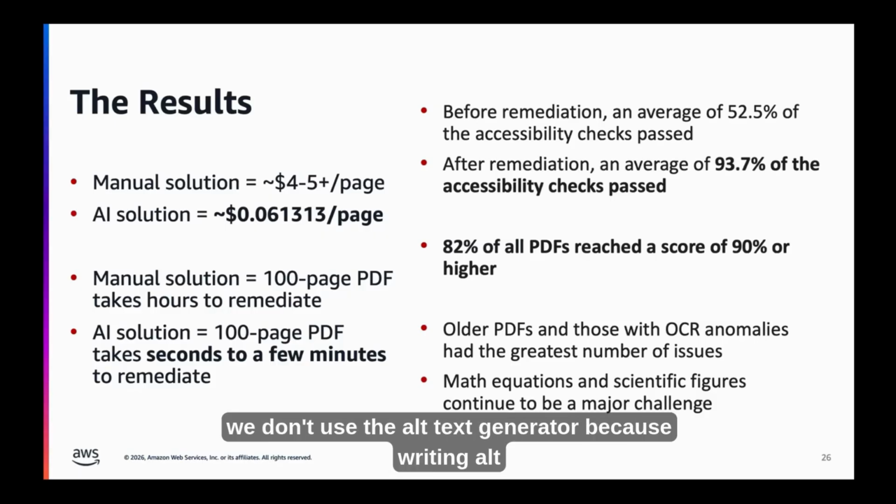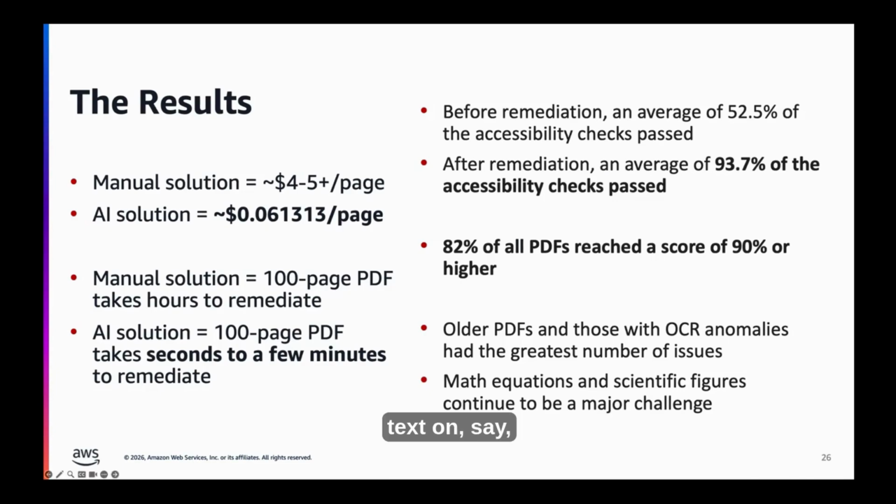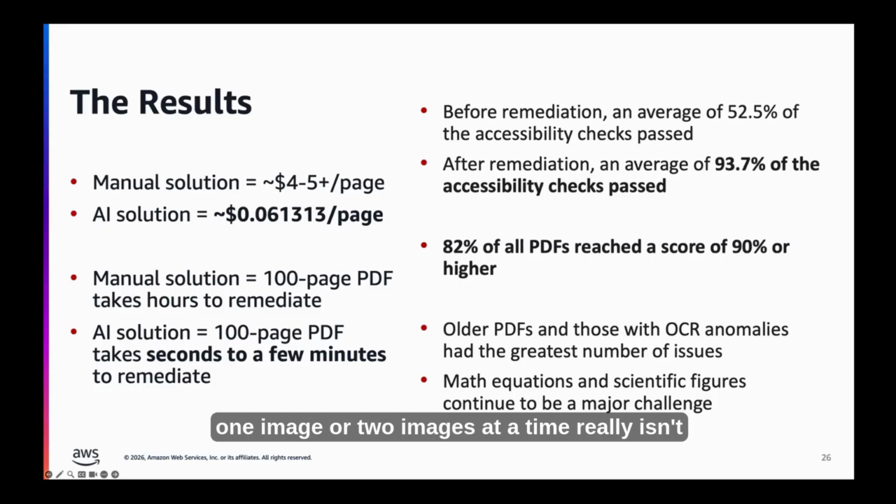Now, in production, we don't use the alt text generator because writing alt text on, say, one image or two images at a time really isn't that heavy of a lift as long as you're following the standards. So we only really use that for batch processing. But what you see on this slide is some of our results. As you've seen in the presentation thus far, our current vendor solutions are actually between $4 to $6 per page, so really high. If we were to outsource all of this work, our AI solution is about 6 cents a page and runs really consistently at that or lower. And that is combining the Adobe solutions with the AWS hosting and running the LLMs there.